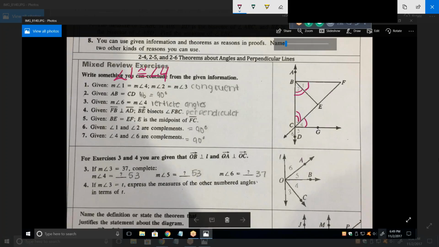You could also, no, you cannot conclude that that's parallel to that. In other words, we don't know that angle 4 is the same as angle F. If we did, then we could conclude that BF is parallel to CG. But it doesn't say that.